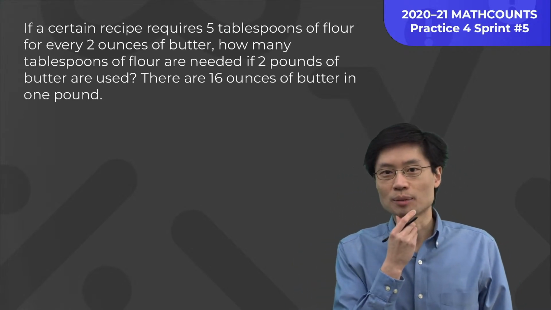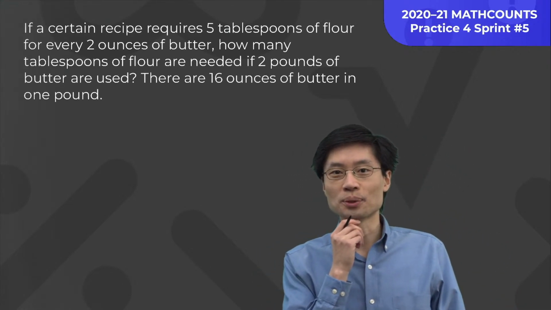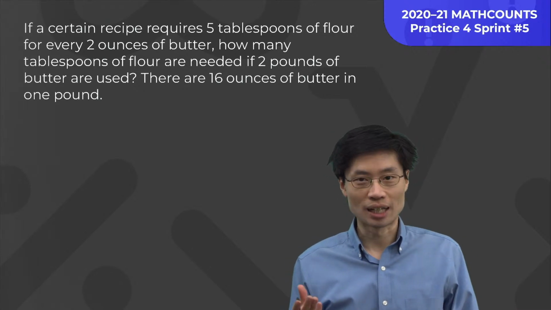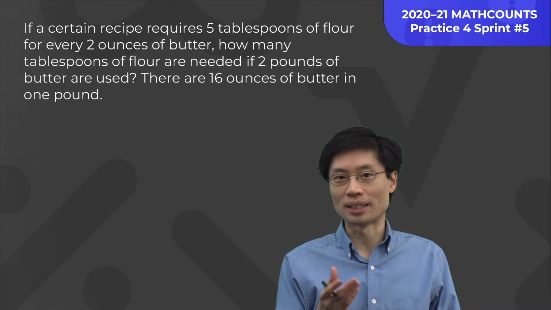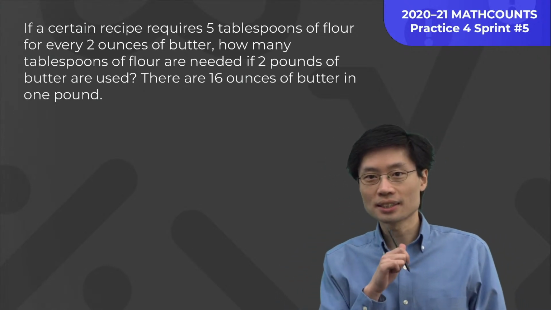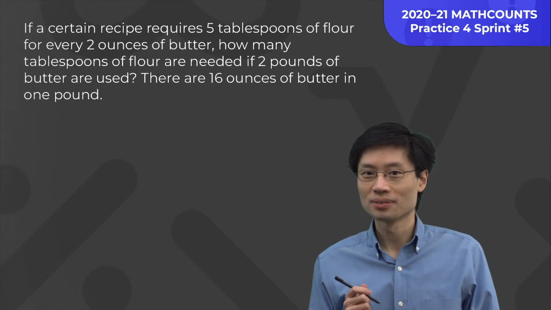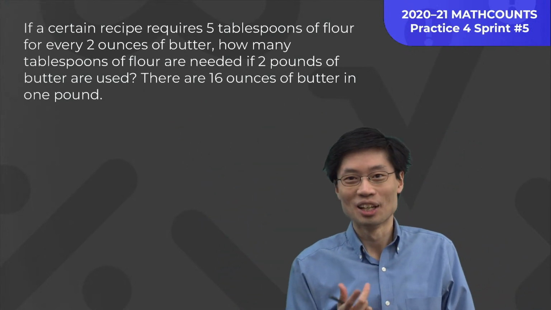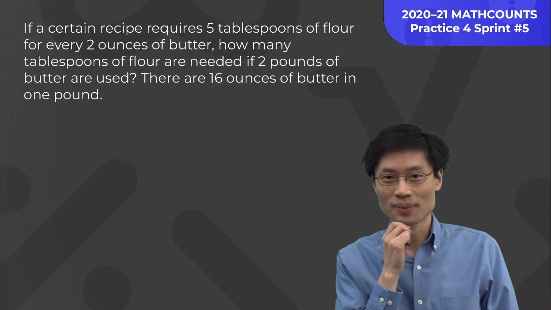If a certain recipe requires 5 tablespoons of flour for every 2 ounces of butter, how many tablespoons of flour are needed if 2 pounds of butter are used? There are 16 ounces of butter in 1 pound. Oh, thanks for reminding me this. This is actually quite convenient that it reminds us how many ounces of butter are in 1 pound.